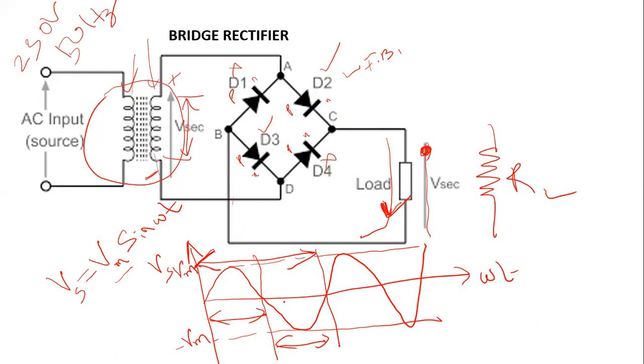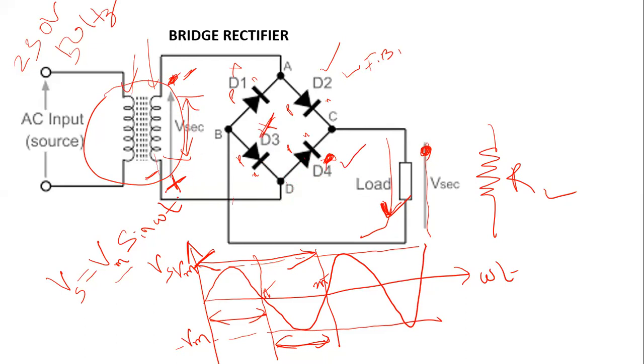Now, when we consider the negative half of the cycle, between pi and 2 pi, you will find that the lower side is under positive potential and the upper side is under negative potential. In that case, the positive is now connected to the P type of diode D4. So during the negative half of the cycle, diode D4 will be conducting. And diode D3 will not pass any current because of reverse biasing.